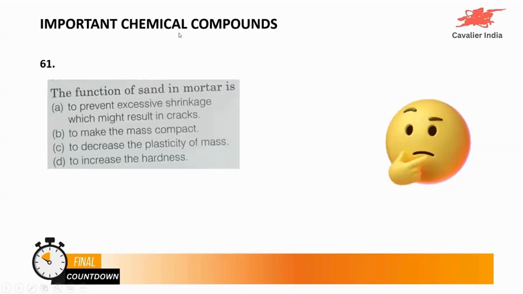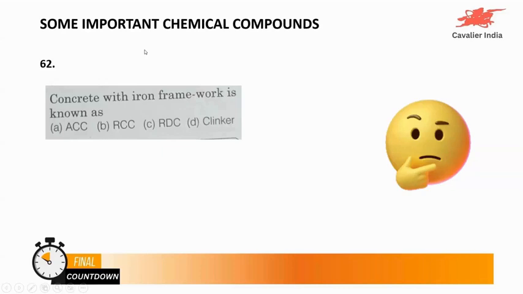Okay. Then function of sand in mortar is, what is the purpose of adding sand in mortar while preparing? The first option is to prevent excessive shrinkage which might result in cracks. B, to make the mass compact. C is to decrease the plasticity of mass and to increase the hardness. What is the function of sand in mortar? Option A is the right answer, to prevent excessive shrinkage which might result in what? Cracks. Okay.